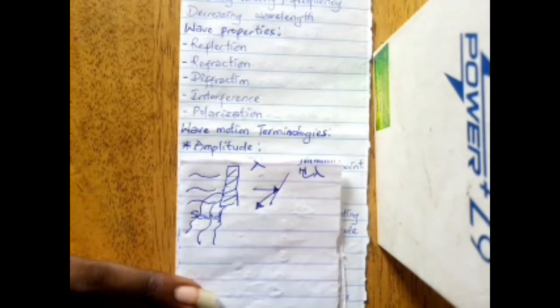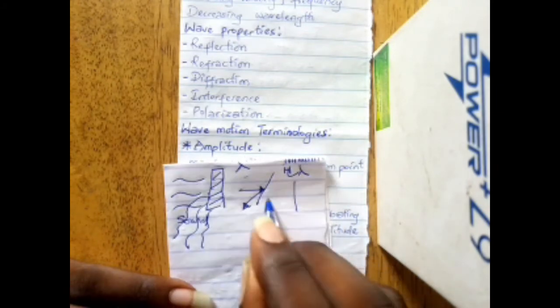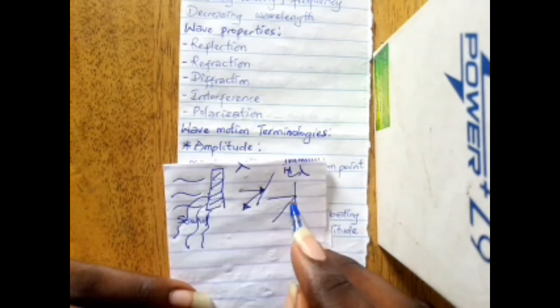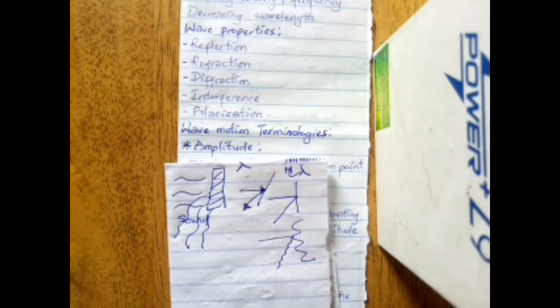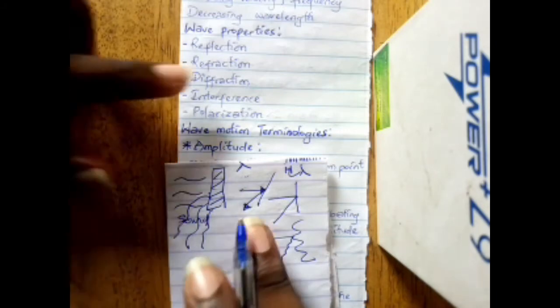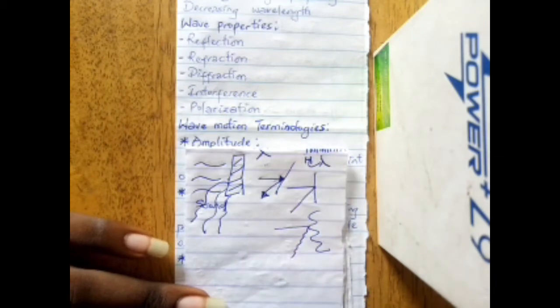Now, reflection depends on the type of obstacle they meet. If it meets a straight obstacle, of course, you expect a very plain or parallel wave. If it meets a rough obstacle, of course, the reflected wave will also be affected. So, reflection is the change in direction of waves when they hit an obstacle.